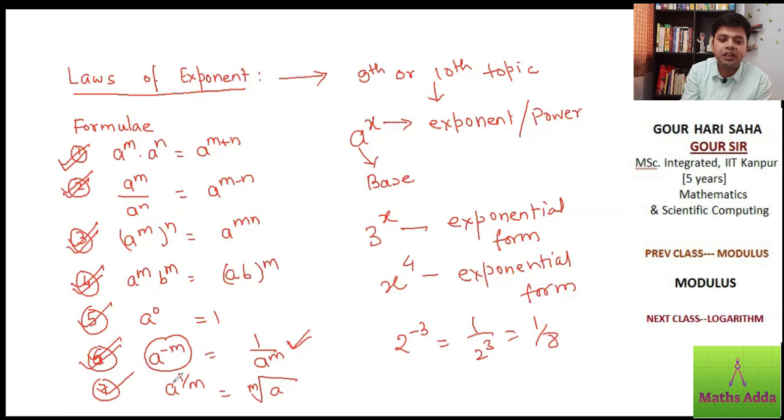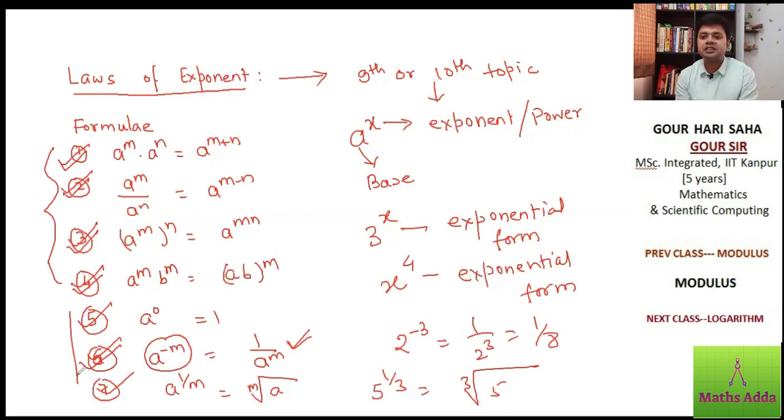Then the 7th one, a to the power 1 by n, and this is the nth root of a. Both are the same thing. So either you write 5 to the power 1 by 3, or you write cube root of 5. Both are the same thing. So these 4 are laws of exponent formulas. 3 are just to know things about how these laws of exponent work. So we now know what laws of exponent are.